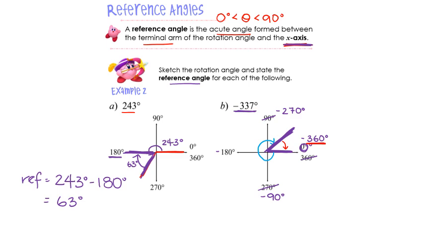So to find our reference angle, because I'm dealing with negatives, I'm just going to put this inside an absolute value. I'm going to go negative 360 degrees minus negative 337 degrees. On the inside of the absolute value, I'm going to get negative 23 degrees. But then because I'm taking the absolute value, that's going to force me to get a positive answer, which in this case is going to be 23 degrees. So just make sure that your reference angle is always going to be a positive angle in the end.